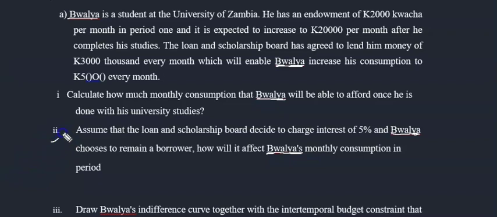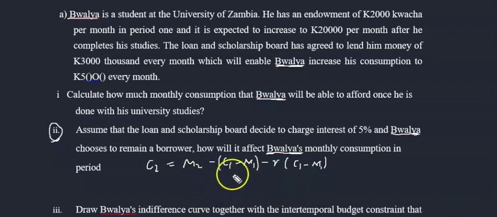Let's now work with the second question, which says: assume that the Loan and Scholarship Board decides to charge interest of 5% and Walia chooses to remain a borrower. How will it affect Walia's monthly consumption in period 2? The only thing that we need to do here is simply to change how we did period 2: C2 equals M2 minus (C1 minus M1), then minus r times (C1 minus M1). Where we put a 0 here, we need to put a 0.05.